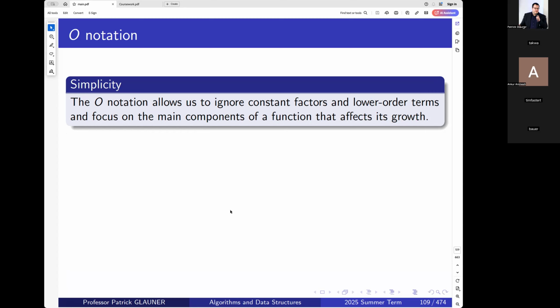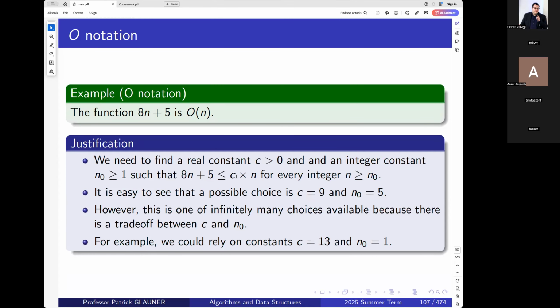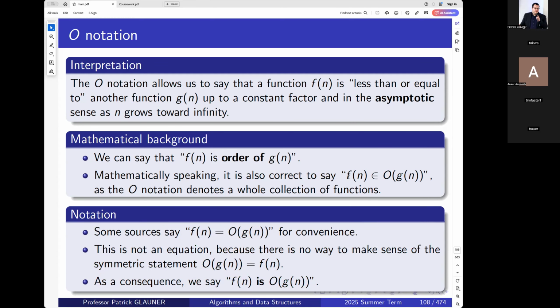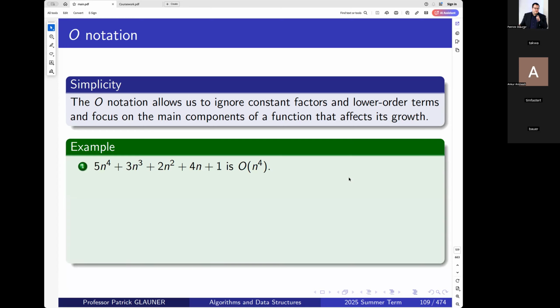Now we have introduced this O notation. We've seen how it works, but always finding a proper C and N0 is quite boring. And it turns out we can generalize this and use the O notation to simplify terms. What this means concretely is, imagine we have a term like 5n to the 4 plus 3n cubed plus 2n squared plus 4n plus 1.